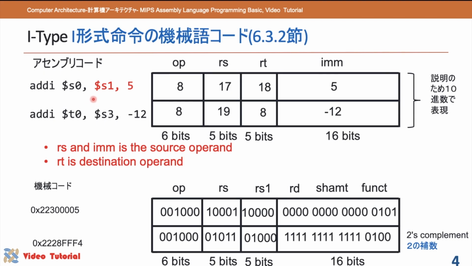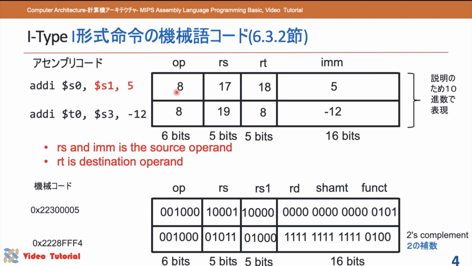So what actually happens once you execute the instruction is that there is some value in register $s1 that is added with the immediate value. For example, if $s1 has 10, then 10 will be added to the immediate 5 and the result, 15, is stored to the destination register $s0. The bit length for the opcode is always 6 bits, the two registers are 5 bits each, and the immediate is 16 bits. Here is another example: addi $t0, $s3, -12. That means -12 is added with the value of $s3 and the result is stored to register $t0. In that case, RS and the immediate are the source operands, while RT is the destination operand.